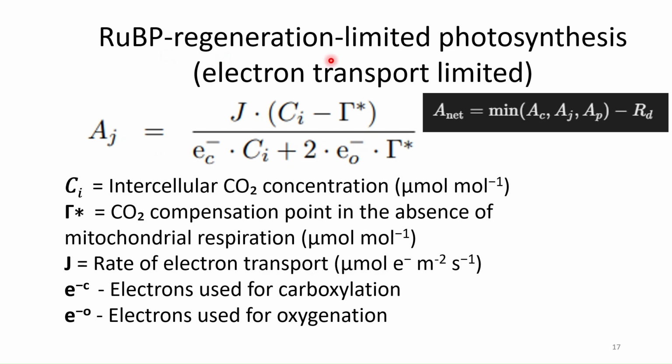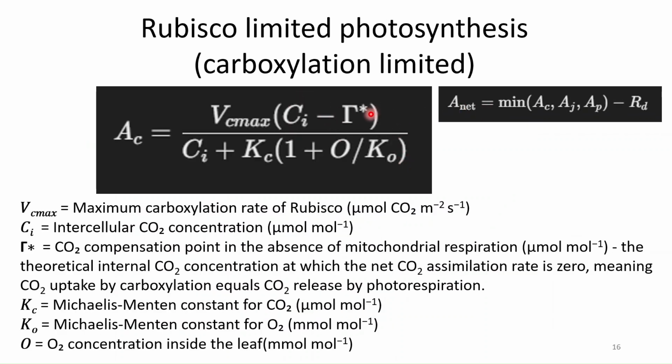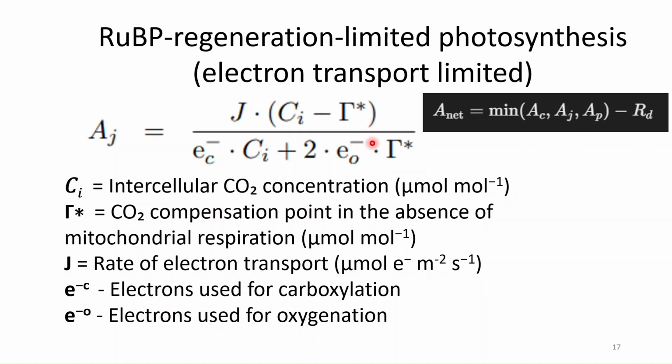The next is the RuBP regeneration limited photosynthetic rate. Similar to AC, it is represented by AJ, which is equal to J into Ci minus tau star, divided by 4 Ci plus 8 tau star. If you see here, Ci minus tau star is a common factor. Here also Ci minus tau star is a common factor. Same as in AC, this Ci means intercellular carbon dioxide concentration, tau star is the carbon dioxide compensation point, and J is the electron transport rate.